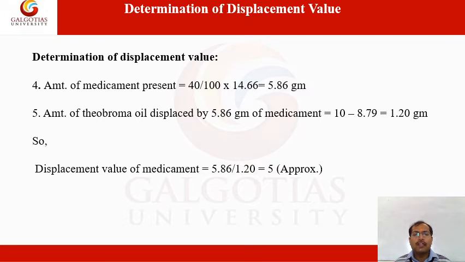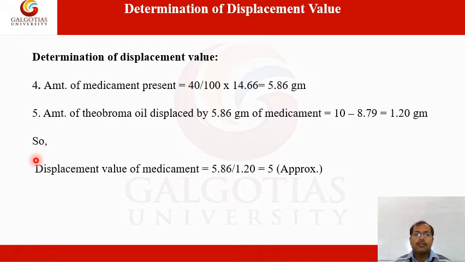In the next step, we will determine the amount of medicament present in suppository. The amount of medicament present will be equal to 40 divided by 100 into 14.66, that is equal to 5.86 gram. The amount of theobromine displaced by 5.86 gram of medicament will be equal to 10 minus 8.79, and that is equal to 1.2 gram.